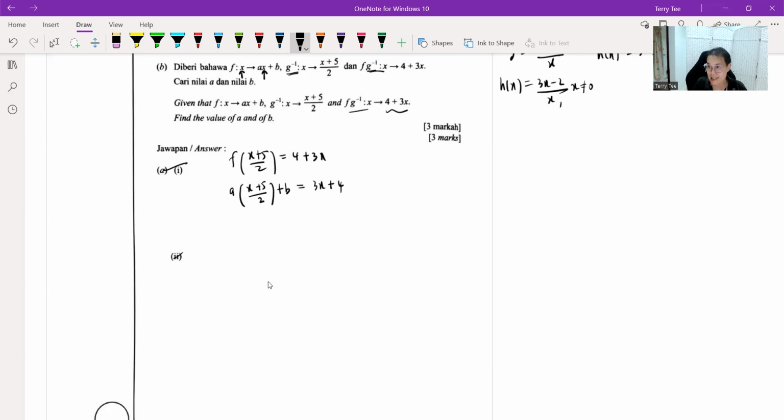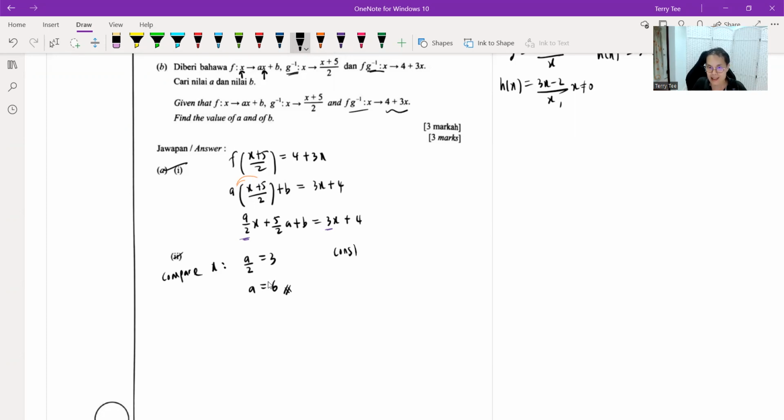Now, we have to expand or simplify this, multiplying your a inside. So this is a over 2 x, 5 over 2 a plus b. The result is 3x plus 4. Now, let's compare the coefficient of x with the coefficient of x because I'm finding a. So your a over 2 is 3, a is just 6. I'm comparing the coefficient of x.